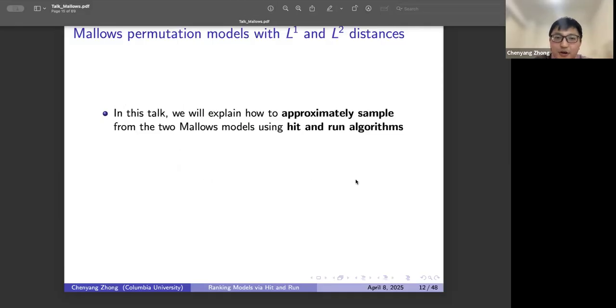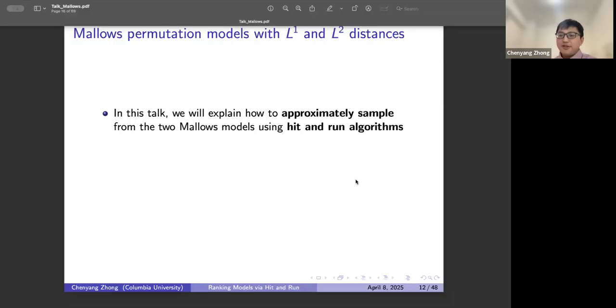Okay, and in this talk, we are going to introduce a so-called hit and run algorithm, which is a family of Markov chain Monte Carlo algorithms that can help us achieve both goals. Based on those hit and run algorithms, we can efficiently draw approximate samples, which are permutations following approximately the law of Mallows permutation models, from both of those Mallows models. And besides that, we can also analyze the properties of those Mallows models.